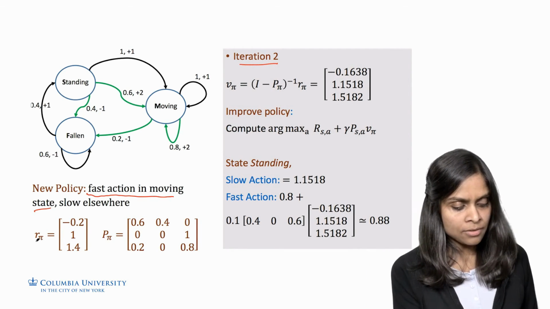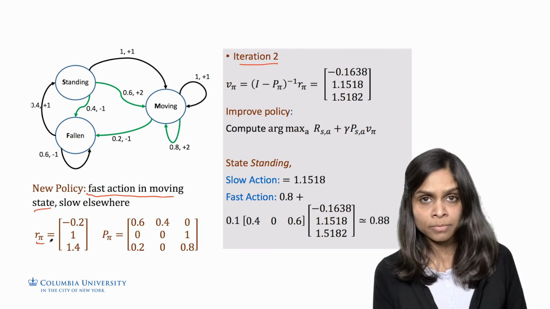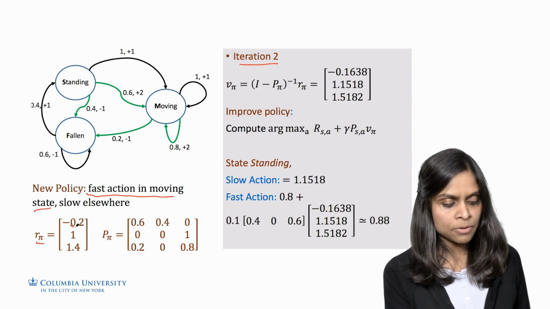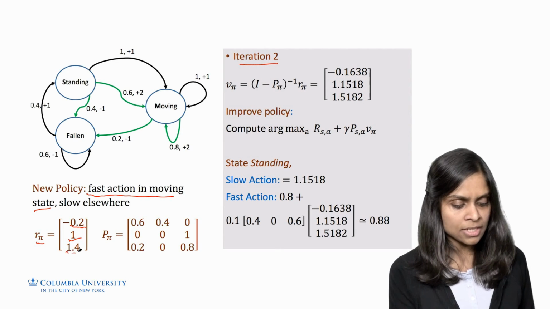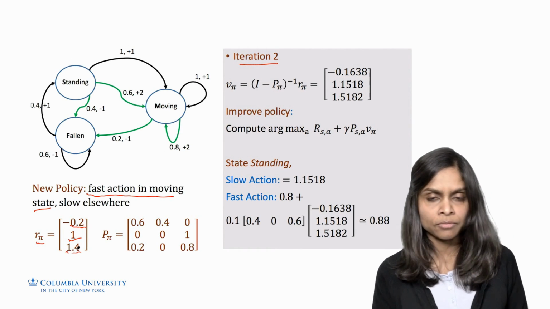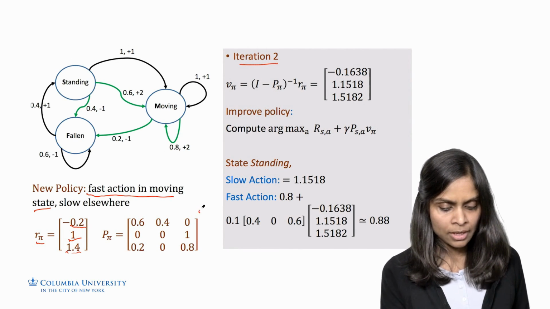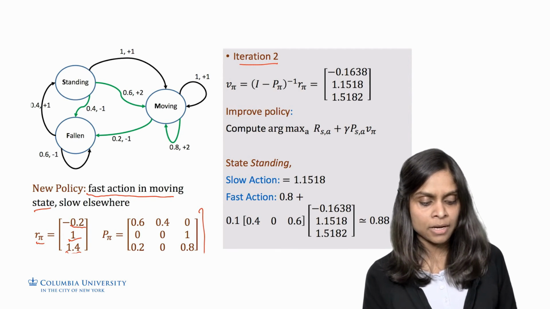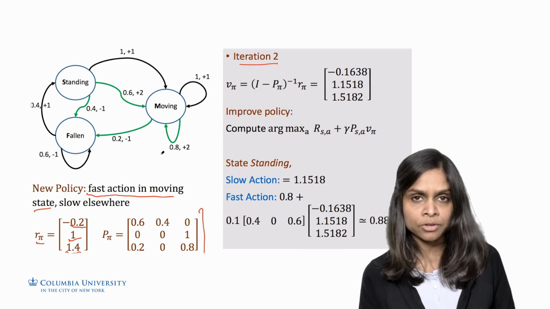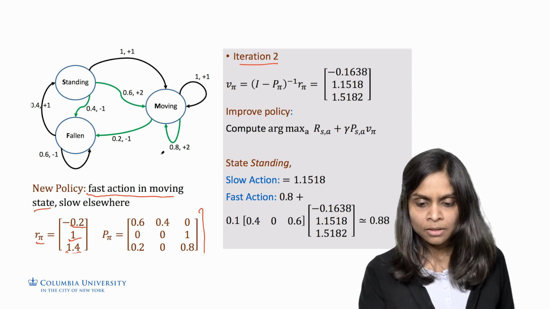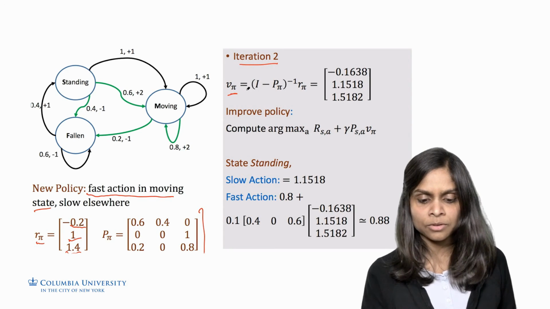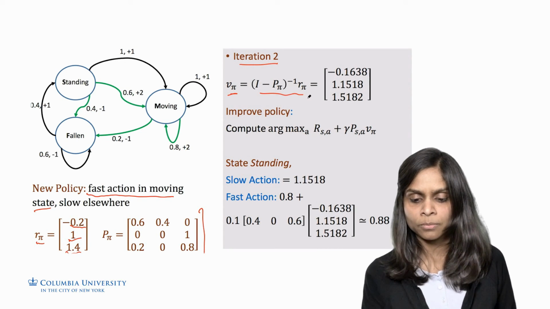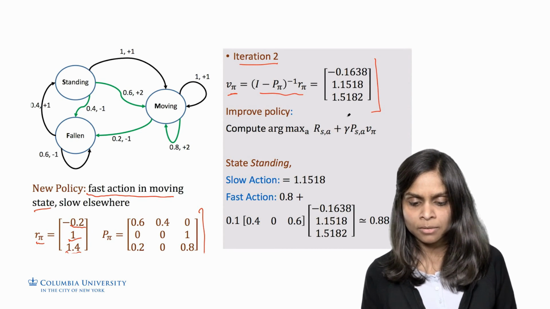For this new policy, we again compute the vector of immediate rewards. It is same as before, -0.2 in fallen state, same as before 1 in the standing state, but in the moving state it has changed, it has become 1.4. We again formulate the transition probability matrix by looking at the correct arrows according to the action taken. And then we evaluate this policy by computing the value vector by our inverse formula, and these are the numbers that come out to be.